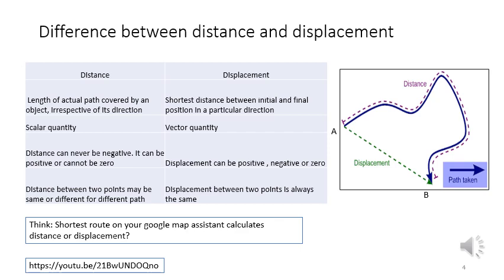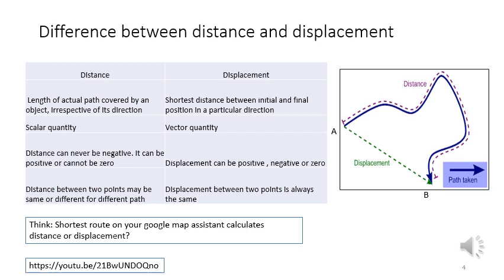It can be the same also, if they are identical on the other side like a mirror image. But they are different paths, and the distances are also different. Whereas displacement will always be the same, because displacement means the shortest distance between initial and final, and that would be only one. So displacement between 2 points is always the same. Distance between 2 points can be the same or different for different paths.